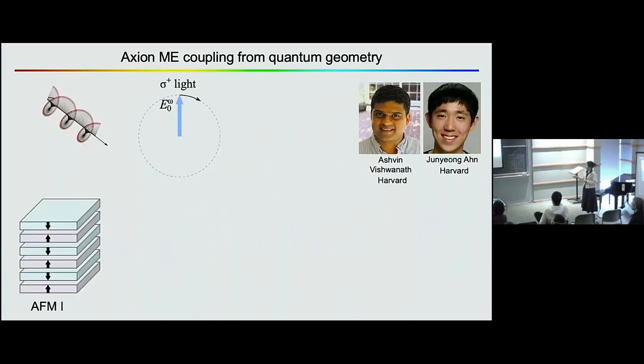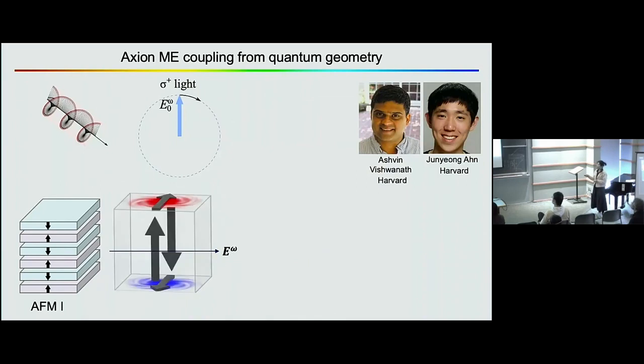Okay, so for this even-layered AFM state, 2 layers, 4 layers, or 6 layers, you see the top and bottom have opposite spin moments. It means it has opposite Berry curvatures between the top and the bottom. When the light comes in, let's think about the electric field in this light. If I have an electric field here, then what it does is it induces opposite Hall current between the top and bottom surface.